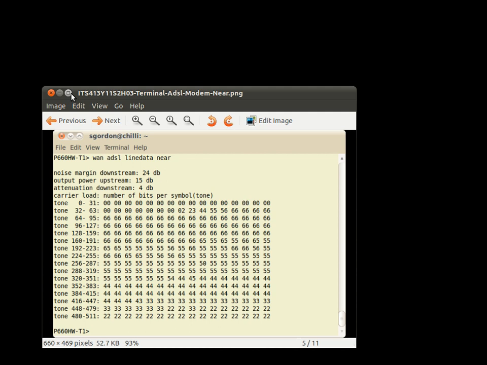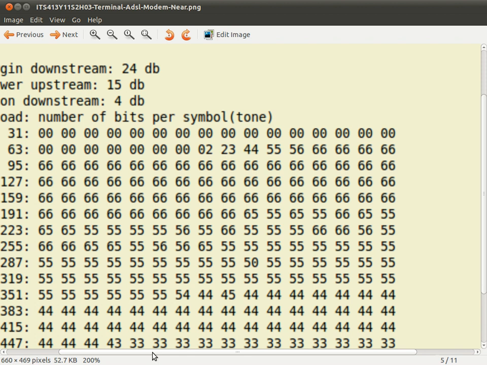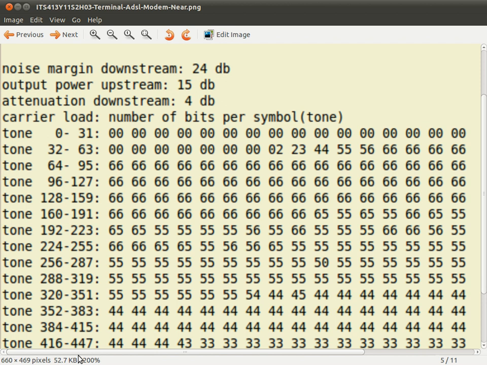The other diagram is some more detail about the quality of the signal. So again, this is information provided by my home ADSL modem. The modem in my home measures the signal quality across the telephone line. It's not so easy to follow here, but it gives some measurement of the noise, measured in decibels.